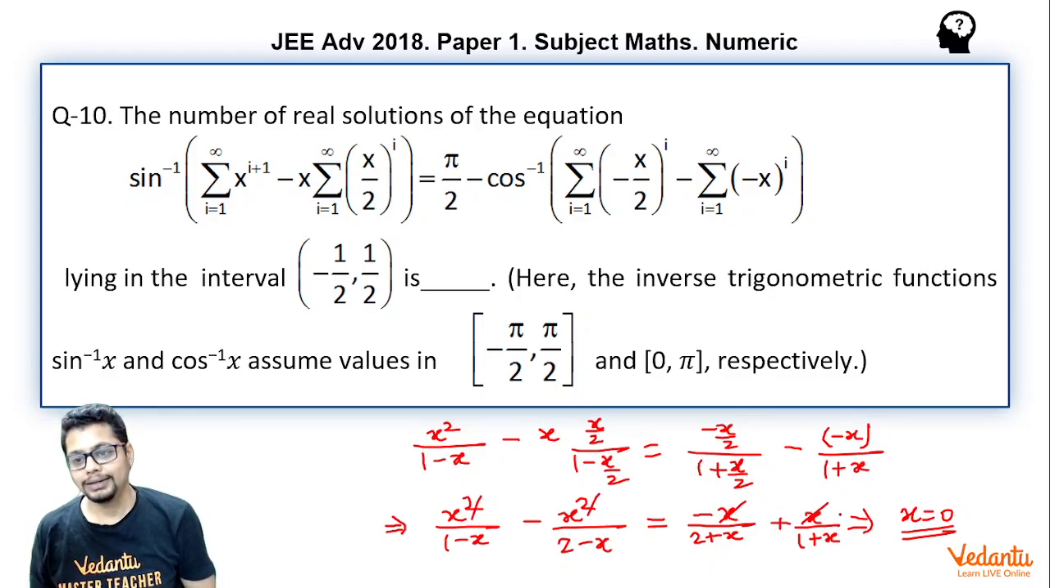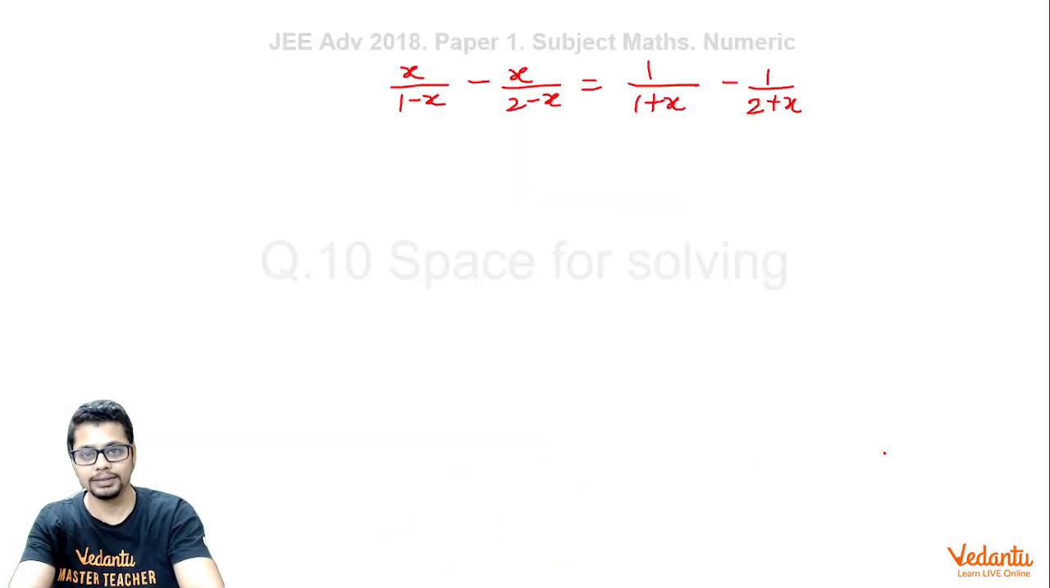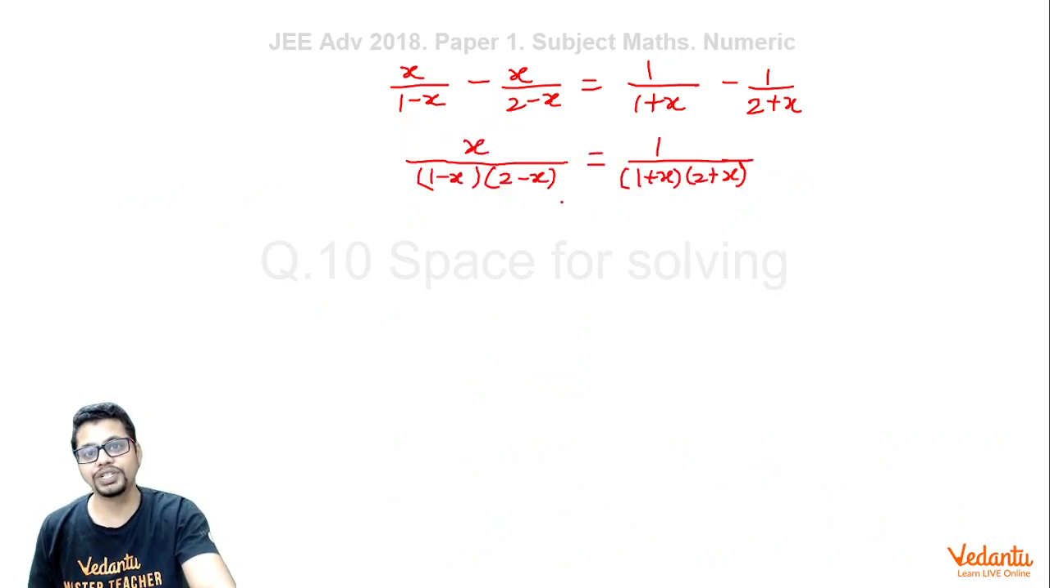Also we see x equal to 0 belongs to this interval minus half open to half open, and also when x becomes 0 the argument or the input to sine inverse and cos inverse are within the limits minus 1 closed to 1 closed. So upon cancellation of x on both the sides we get this. Now let's further take LCM and simplify the expressions on both sides. Upon simplification we get this.